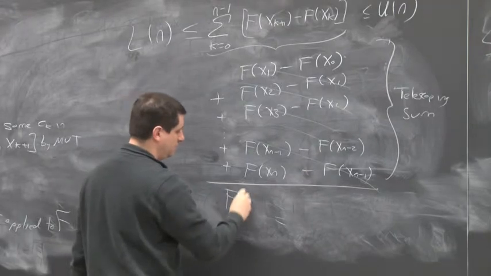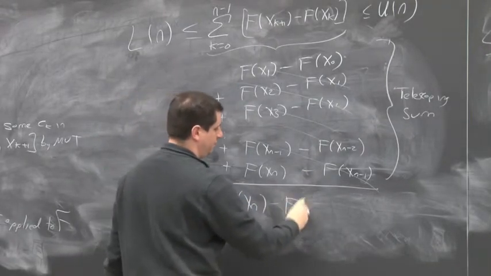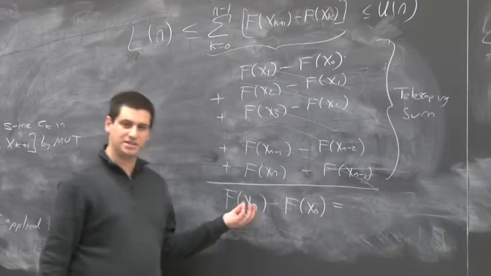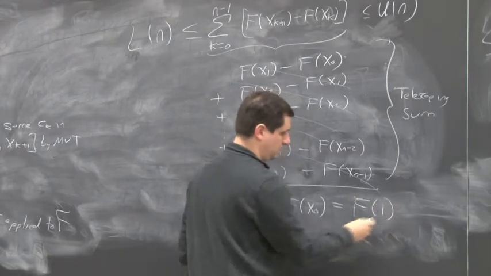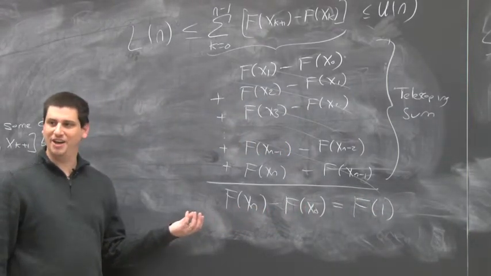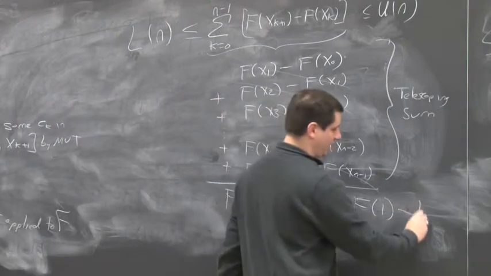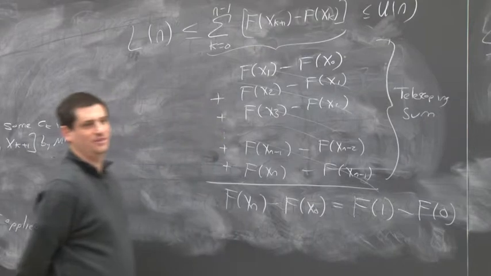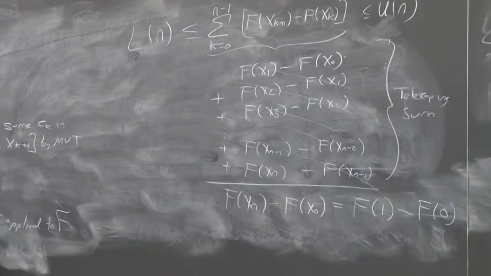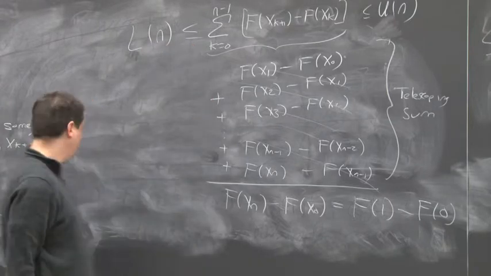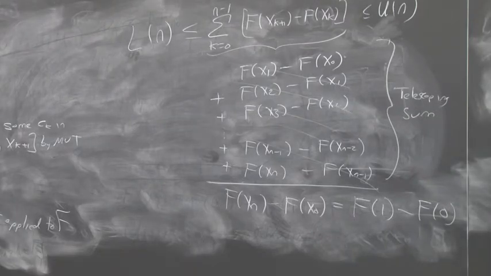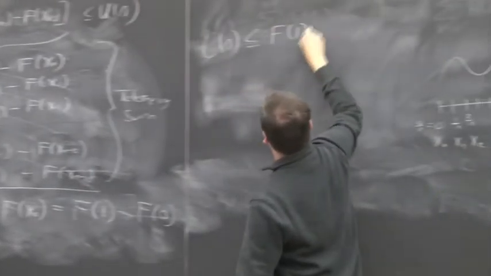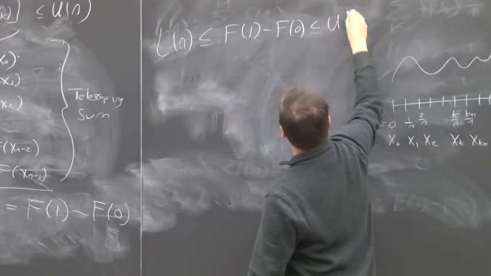We get f of xn minus f of x0. Oh, but wait, the point xn is just the point n over n, that's f of 1. x0 is just the point 0 over n, that's f of 0. Hey, we get f of 1 minus f of 0. So we get that f of 1 minus f of 0 is sandwiched between the lower sum and the upper sum for all choices of n. So we know here's the lower sum, less than or equal to f of 1 minus f of 0, is less than or equal to the upper sum.